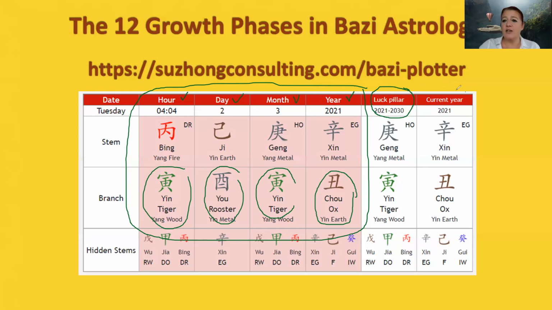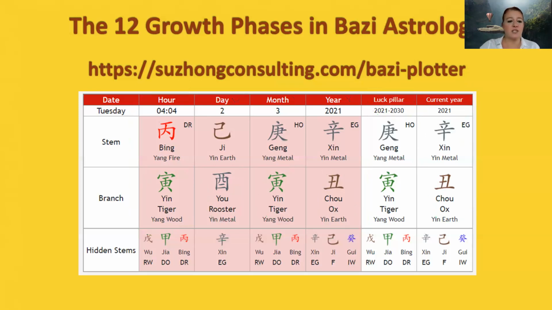And then there is a pillar that is called the current year. This is the same for everyone right now, because the current year we're going through is the year of the metal ox. So this year will be the same for everyone. Everything else is going to be different. So once you have plotted this chart, in order to identify whether you have the weak phase in your chart, you need to look at the following table, and I will show you a few examples.